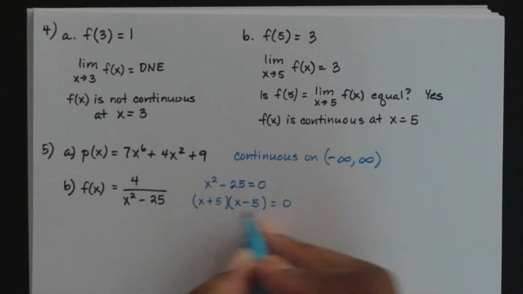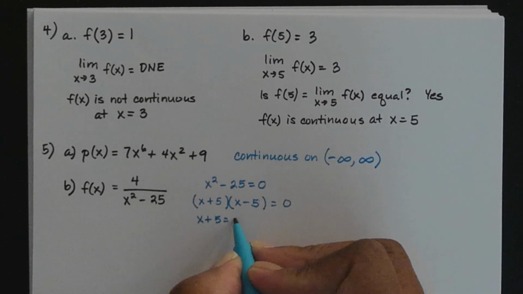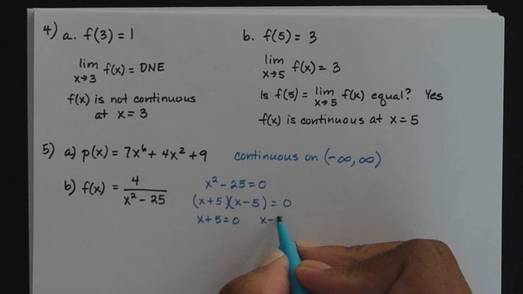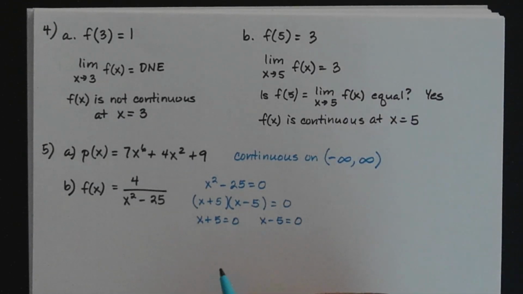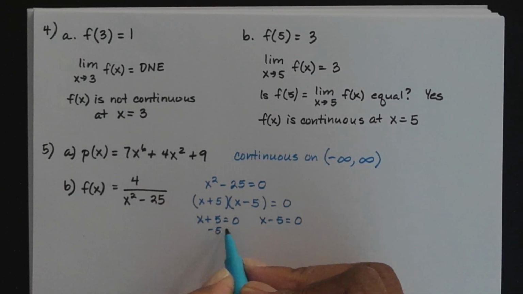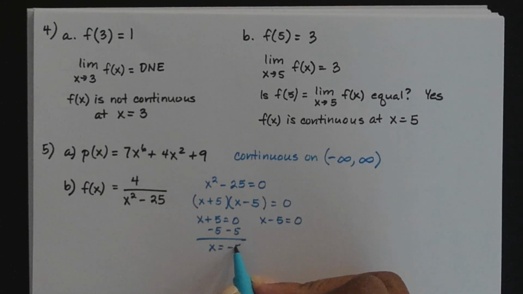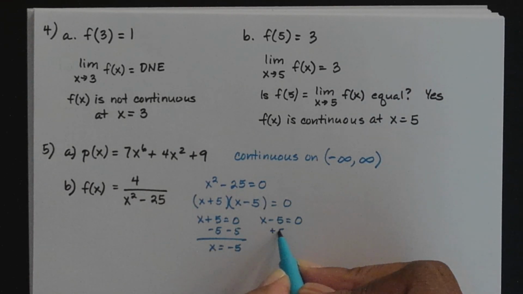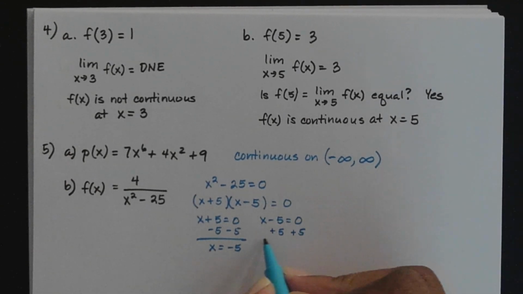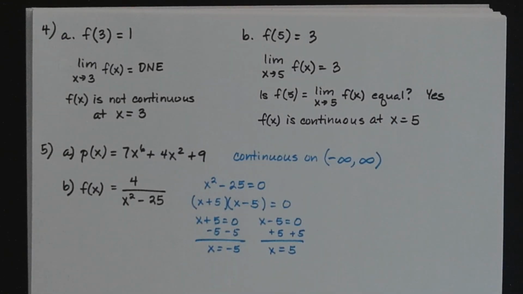And then we set each binomial factor equal to 0. So x plus 5 equals 0, and x minus 5 is equal to 0. For x plus 5 equals 0, if we solve for x, x is equal to negative 5. For x minus 5 equal to 0, we add 5, so x is equal to 5. So at negative 5 and positive 5, we would get a 0 in the denominator.